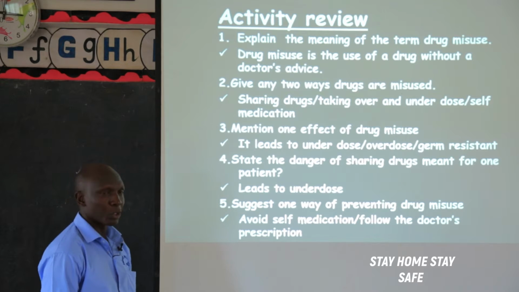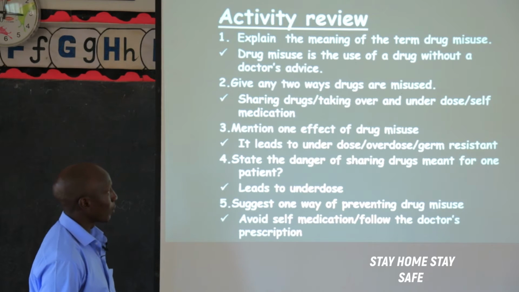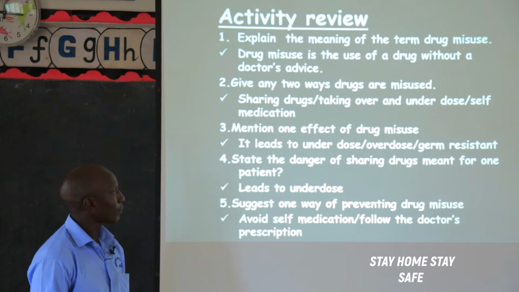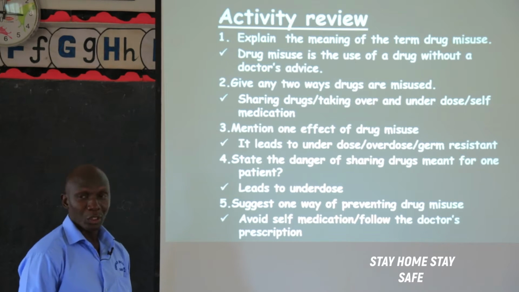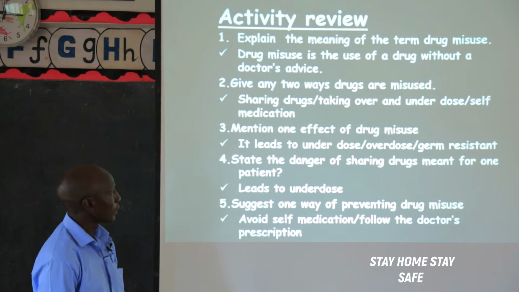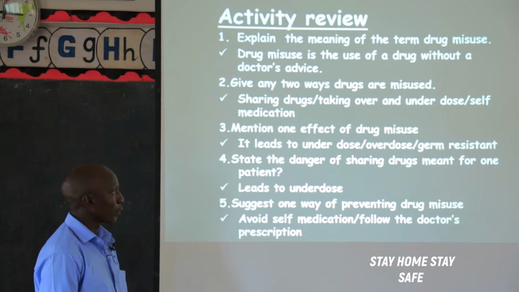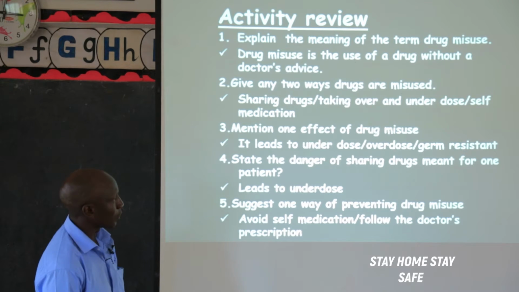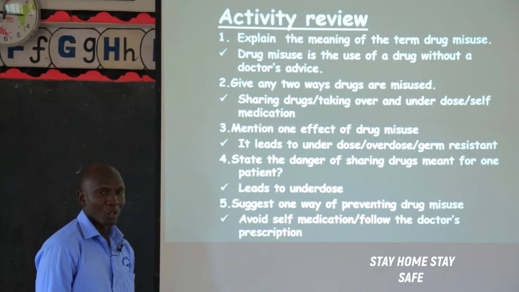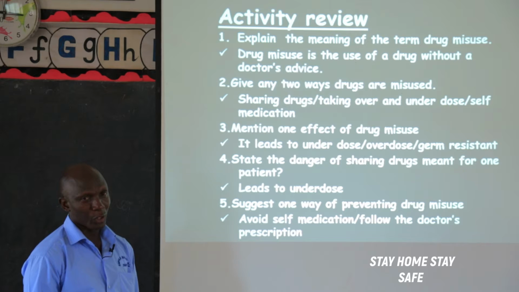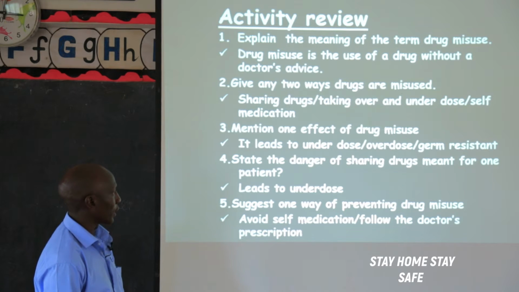We looked at several ways drugs are misused. We talked about sharing drugs, taking overdose, taking underdose, self-medication. All those are ways drugs are misused. Question number 3, mention one effect of drug misuse. What happens if you misuse a drug? We said this can lead to either underdose or overdose, or to make germs resistant to the drug. So if you answered any of that, you put a tick.